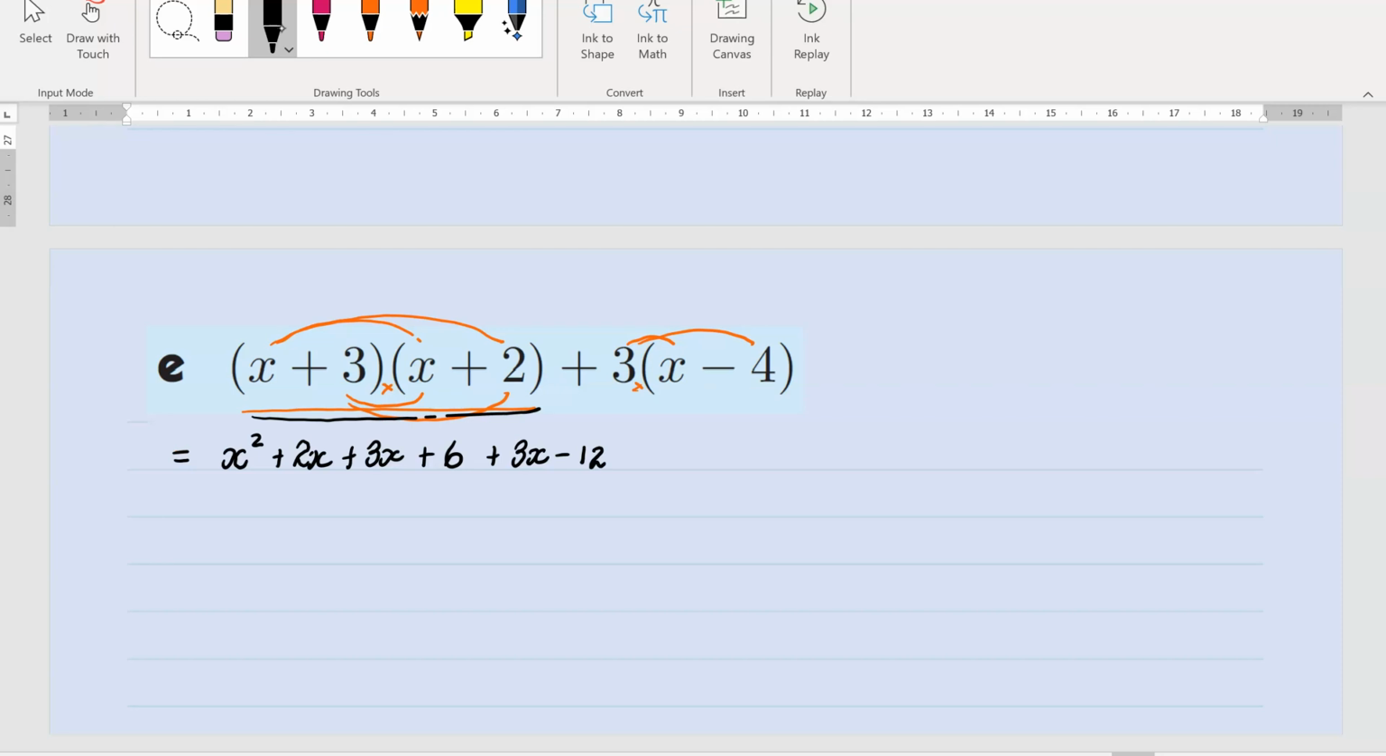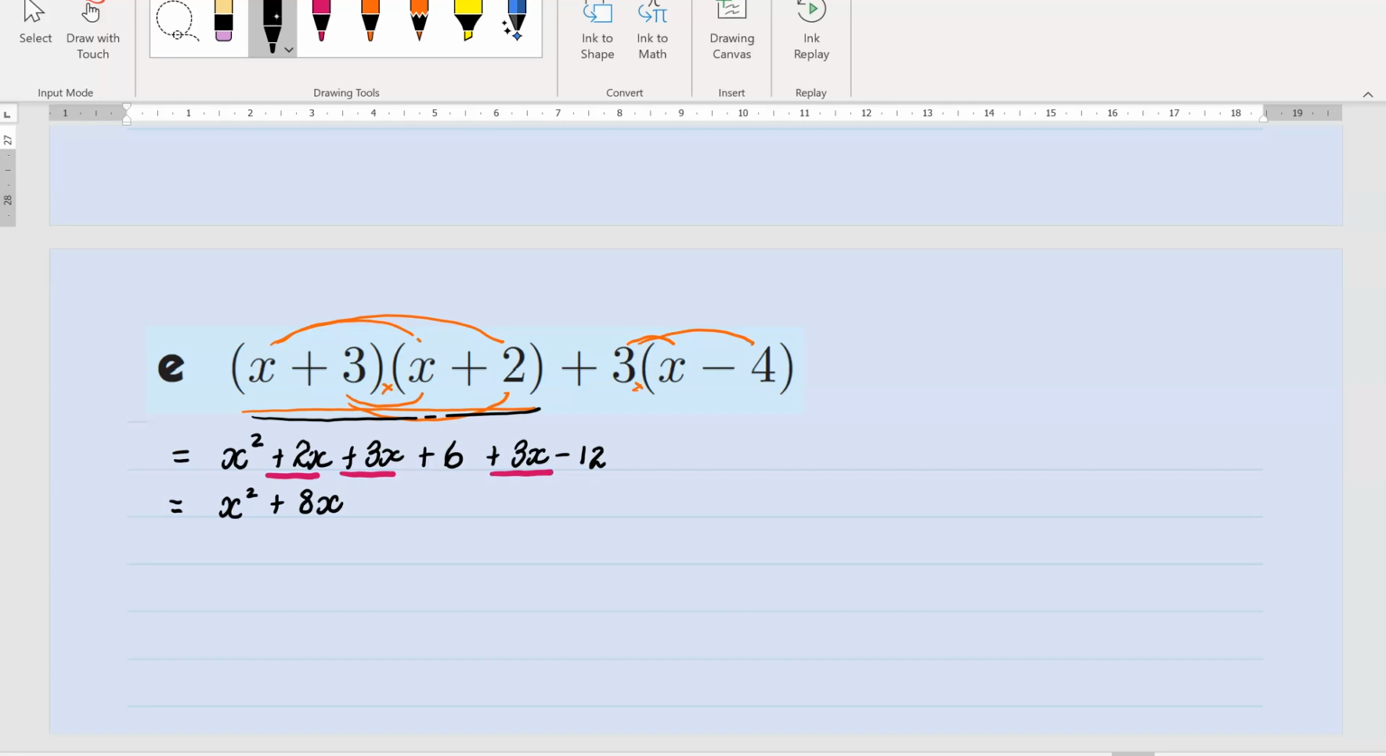It's gathering like terms time. I've only got that x squared there, the 1x squared. When it comes to our x's, I've got the plus 2x, I've got the plus 3x, and I've got another plus 3x there. So we have to add all of those together. 2 plus 3 is 5, plus another 3. Last time we checked, that's 8.